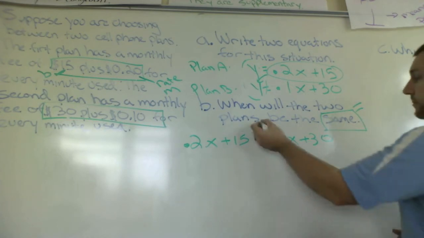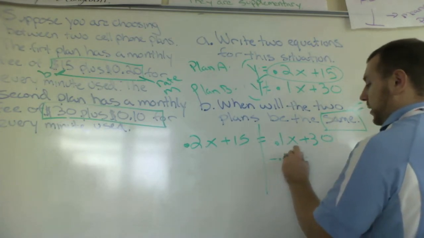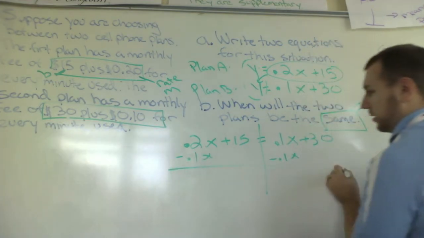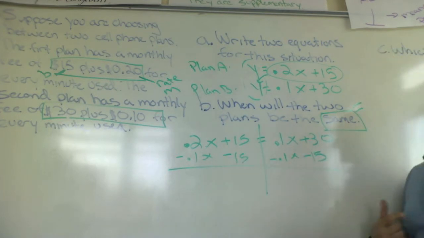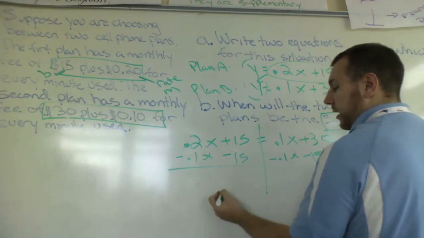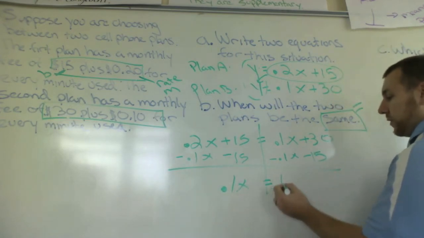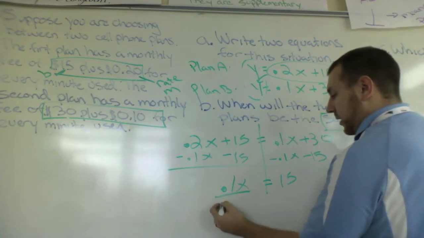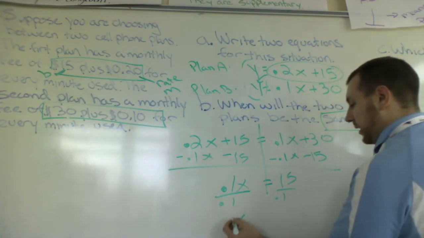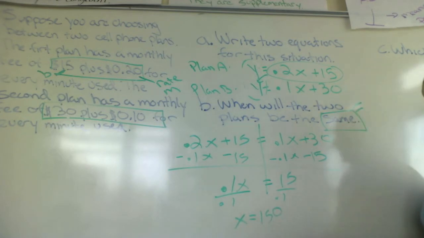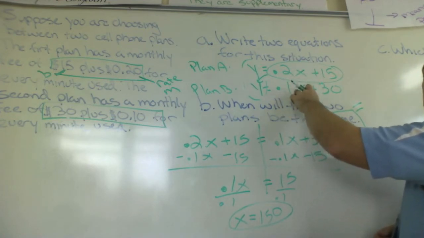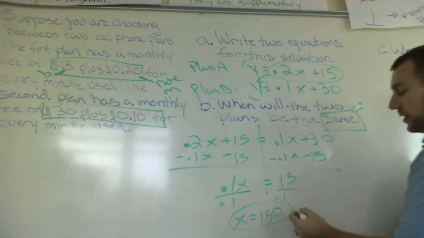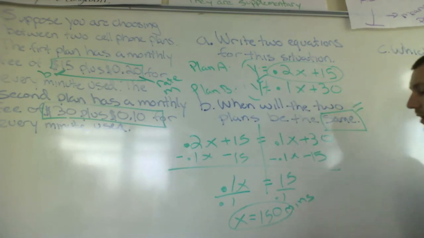And now it's simple algebra. I'm going to subtract 0.1x. I'm also going to subtract 15 at the same time, to save on some steps. So I get 0.1x equals 15. Now I divide by 0.1, and x equals 150. Because x is next to the minutes, the 10 cents per minute and 20 cents per minute, this is the 150 minutes. So for 150 minutes, that's my x value.